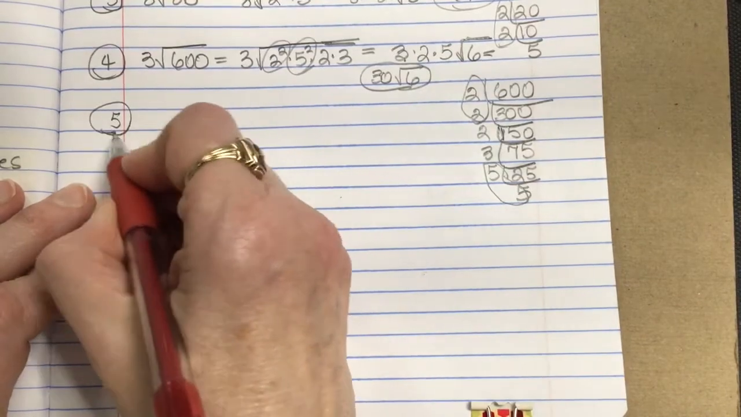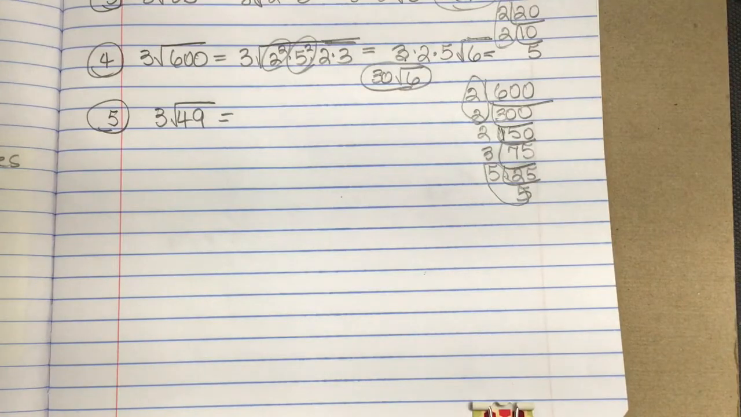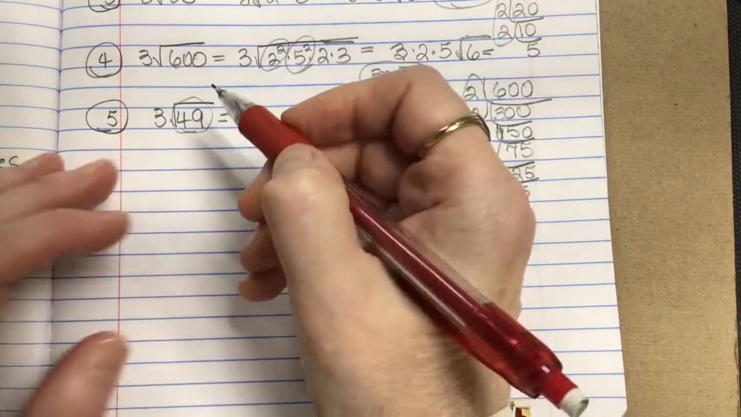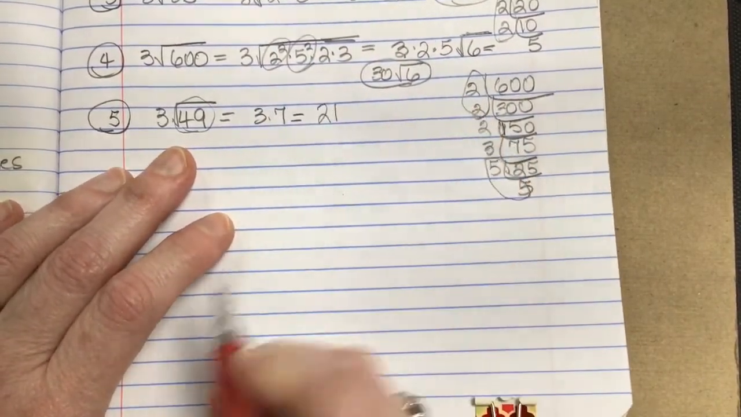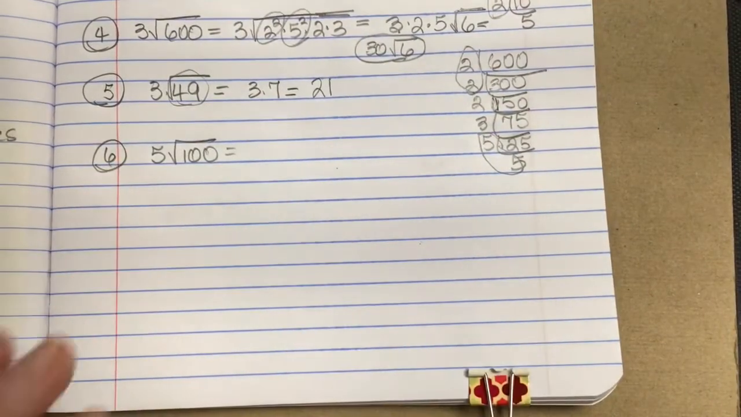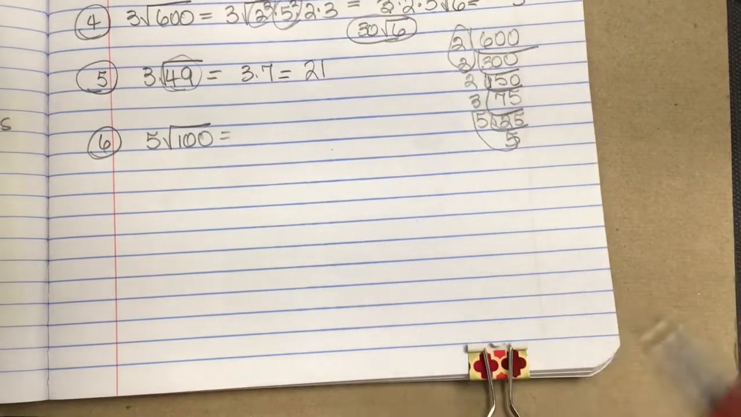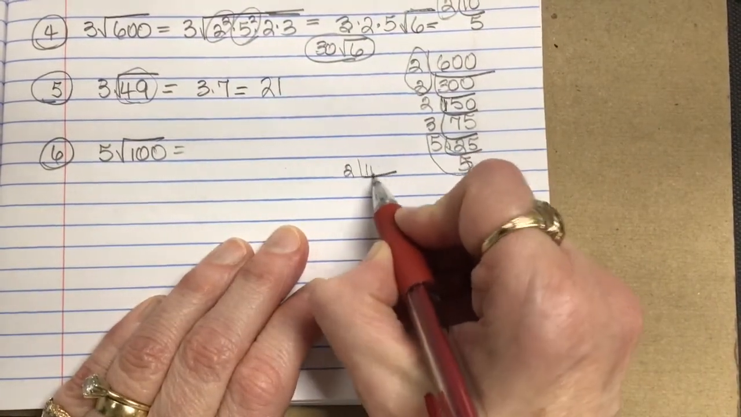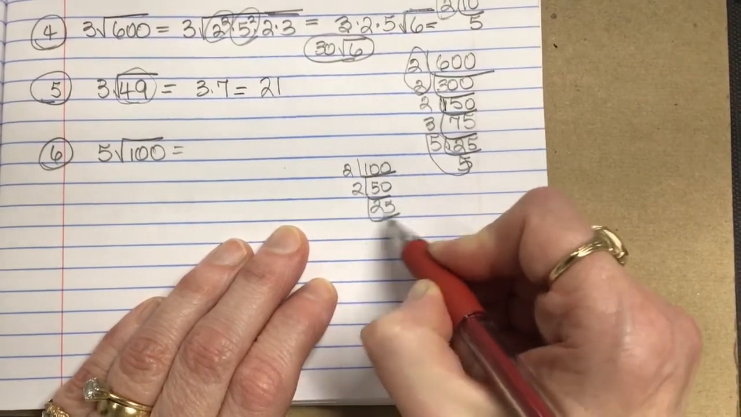Number 5. 3 times the square root of 49. Is 49 a perfect square? I mean, you can do its factor tree if you want to. The factor tree of 49 is 7 times 7, so that's just 3 times 7, which is 21. Sometimes you get focused and you're not thinking, oh, I got to do a factor tree, and you don't think about it being a perfect square. Let's do the factor tree of 100. Why is it a perfect square? 2 goes 50, 2 goes 25, and 5 goes 5.